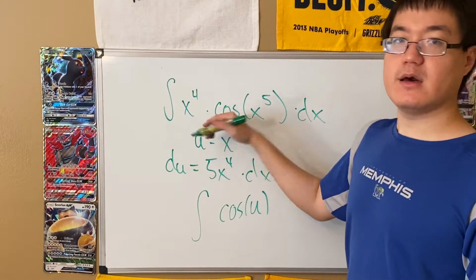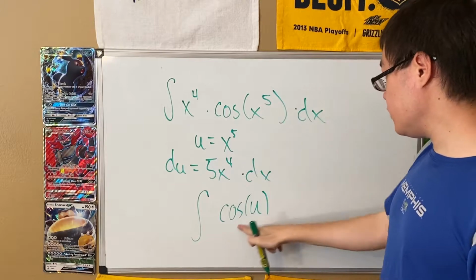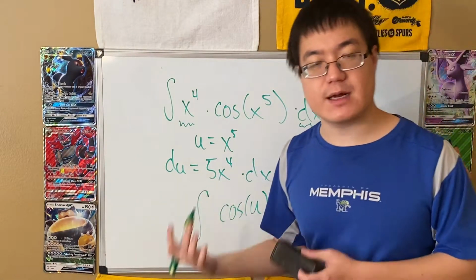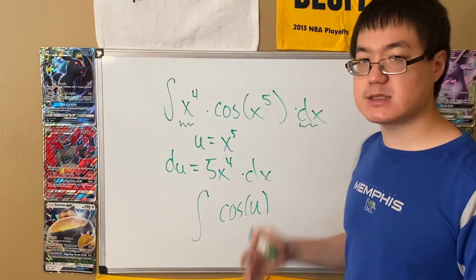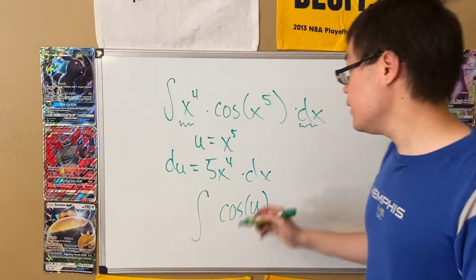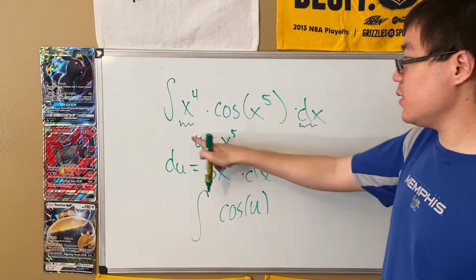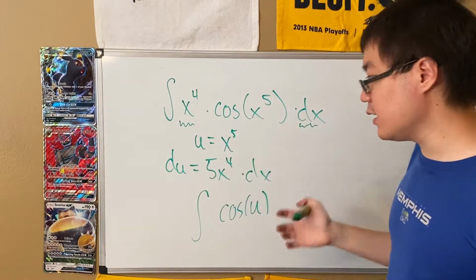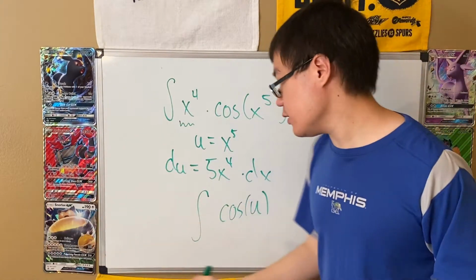So notice that what I have left, I have cosine of u. What I have left is this guy right here and this guy right here. X to the 4th times dx. These are the remaining x's, and it's okay. We're including dx as well because it has an x in it. But notice that I am doing this correctly because x to the 4th dx I can find in my line right here, my second line.